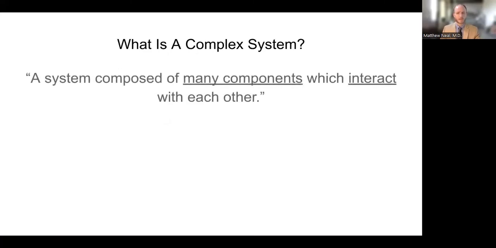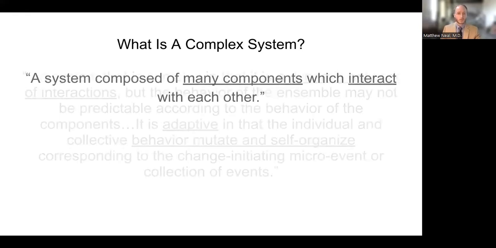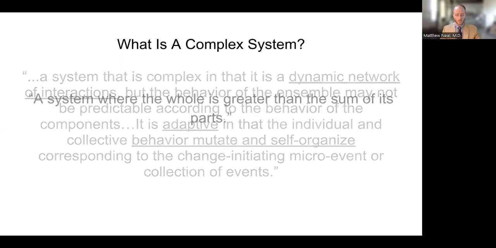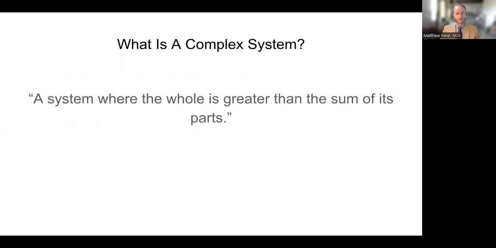So specifically, what is a complex system? It is a system composed of many components which interact. It's a dynamic network of interactions. And the interesting thing is the behavior of the group when they're all working together may not be predictable according to the behavior of the components. Importantly, a lot of complex systems are also adaptive in that the individual and collective behavior mutates and self-organizes depending on perturbations from the environment or the system itself. But big picture, a system where the whole is greater than the sum of the parts. That is a complex system.